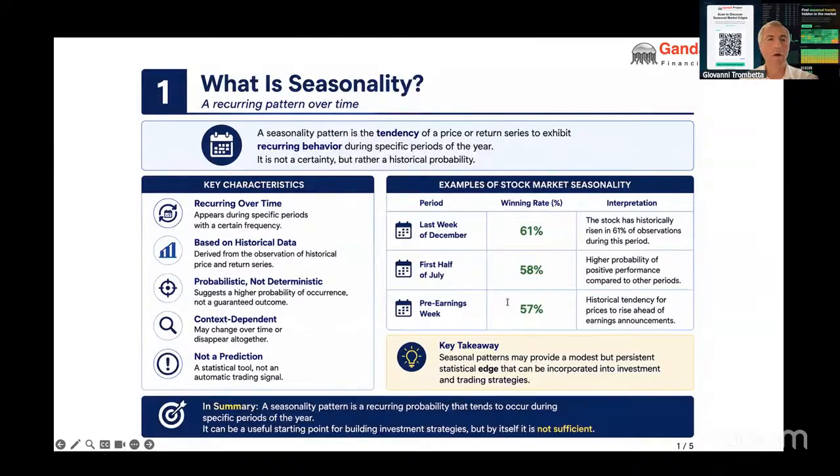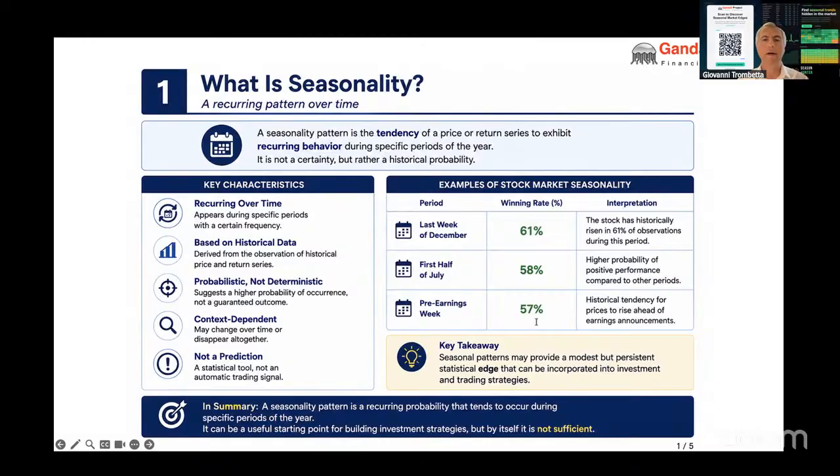A seasonality pattern occurs when a market, for instance a stock, a commodity, or even an index, tends to behave similarly during a specific period of the year, usually on a daily basis, but even on an intraday basis. The key word is probability, not certainty. This is a crucial point to keep in mind. We are looking for recurring patterns that have appeared often enough in the past to deserve attention. And Fabio will talk about the score, for instance the percentage probability, and other metrics like this.